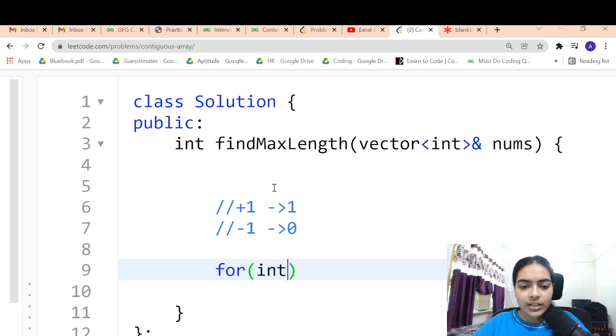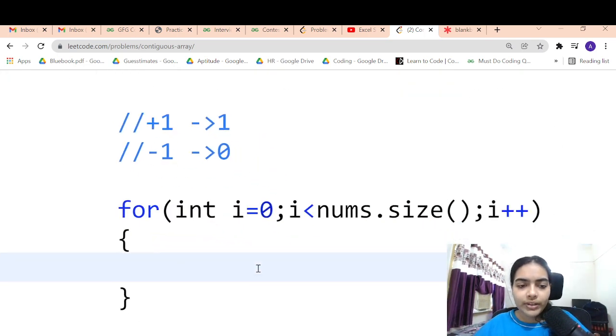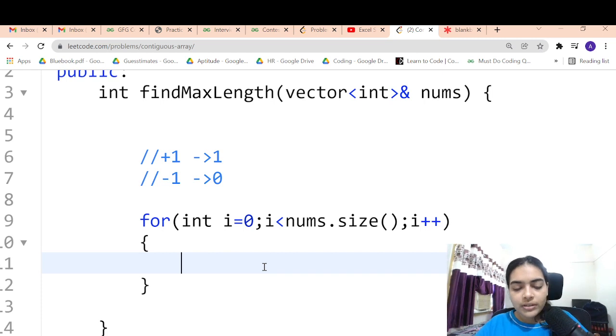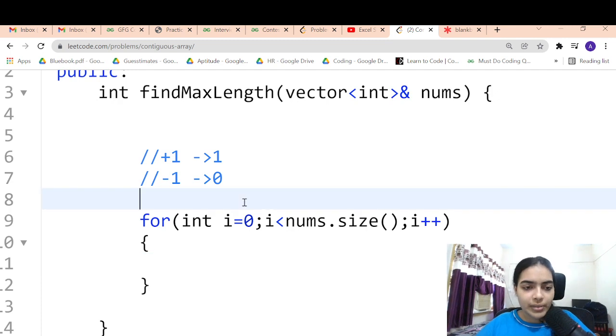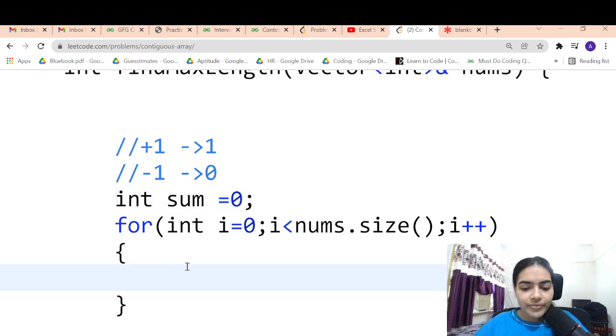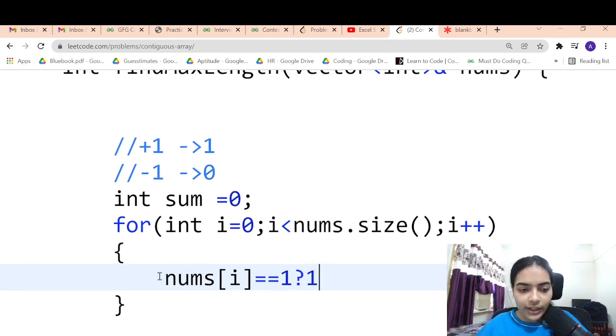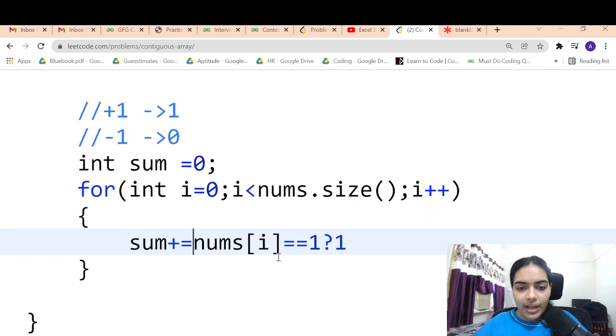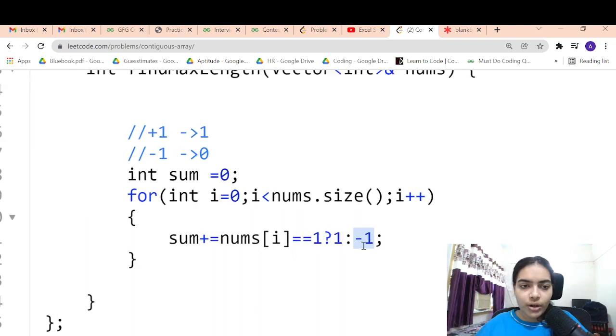Okay, so let's see. For int i = 0; i < nums.size(); i++, what am I doing? Whenever I see a 1, I am giving a plus 1. So let me take a variable sum that will keep track of this. Whenever nums[i] is equal to 1, I am going to add 1 to sum. Otherwise, I will add minus 1. So whenever I see a 0, I am going to add minus 1.